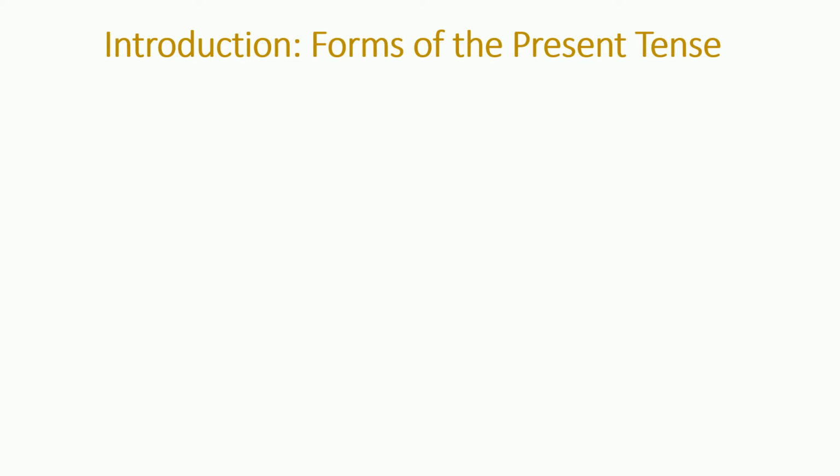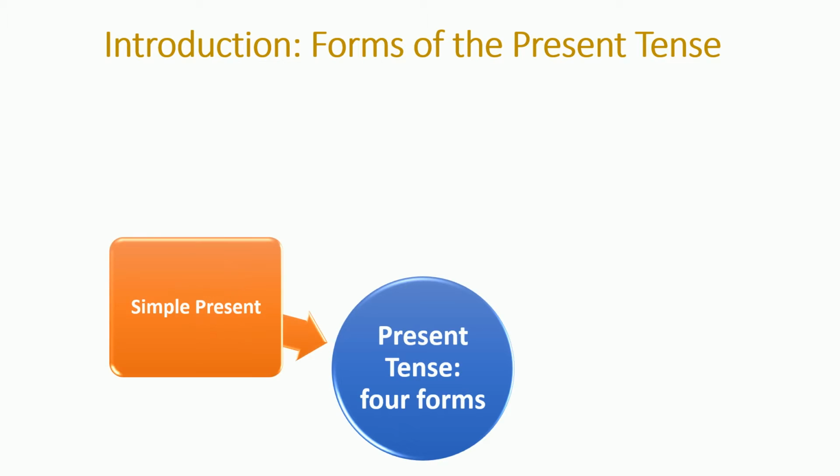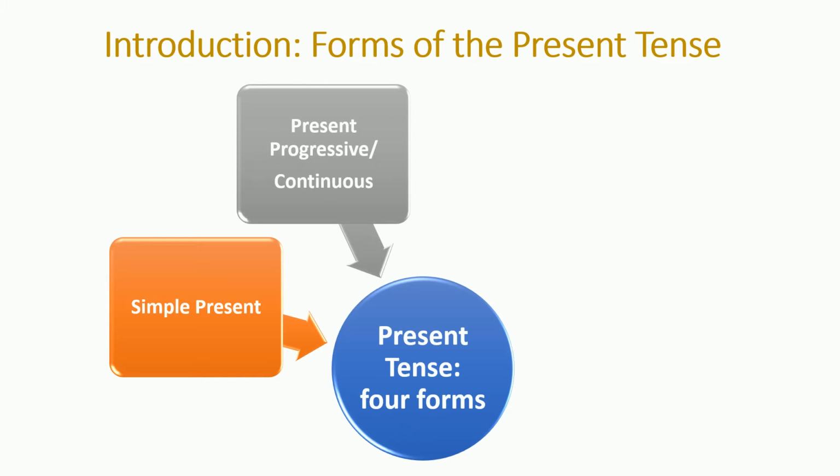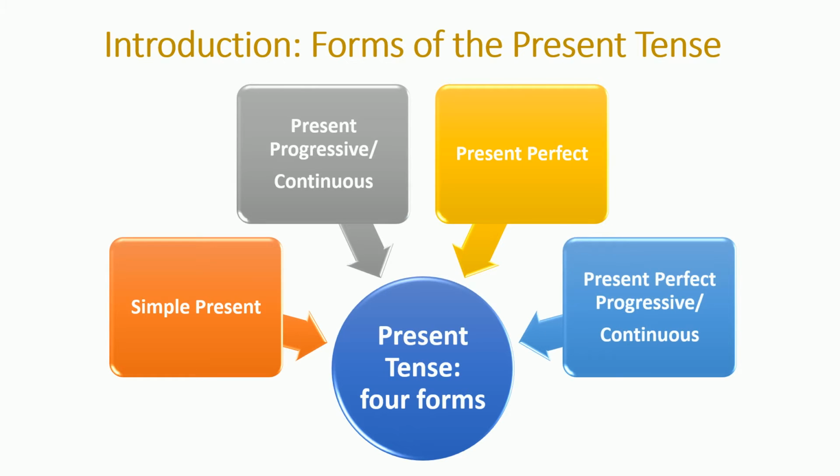In this video, we shall learn present perfect tense. Let's have a small revision about the forms of present tense. The first form is the simple present tense. The second one is the present progressive or present continuous tense. The third form is the present perfect tense, and the last one is the present perfect progressive or present perfect continuous tense. We have learned simple present tense and present continuous tense in my previous videos. In this video, I will teach you the present perfect tense.